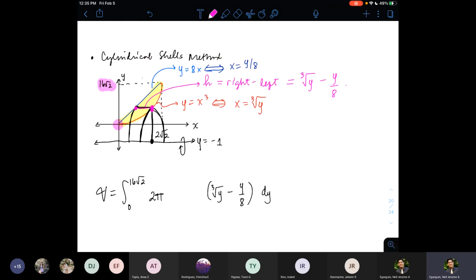But it will always help if you draw the cylinder. So this is the radius, right? How long do you think is that radius? Any idea? Any guesses?